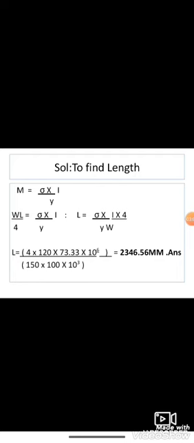Now in this formula you substitute the value. You get 4 into 120 into 73.33 into 10 raised to 6 divided by Y is 150, W is 100 into 10 raised to 3. Solving, you get the answer L is equal to 2346.56 mm, which is 2.34 meter.